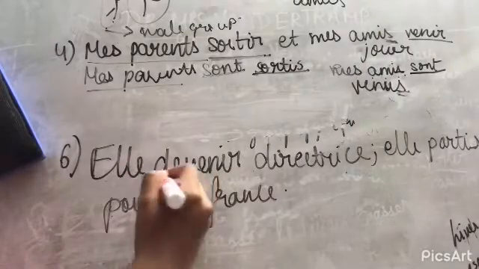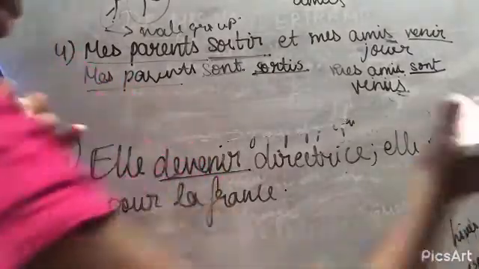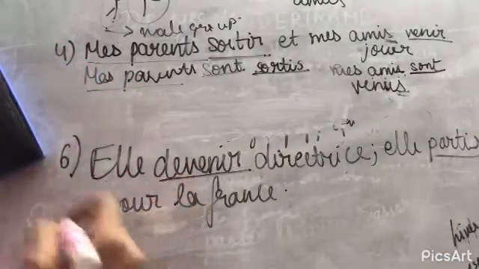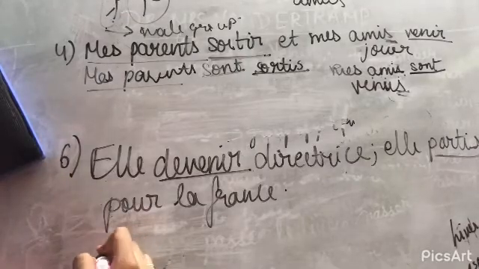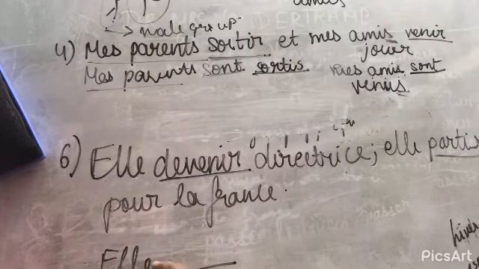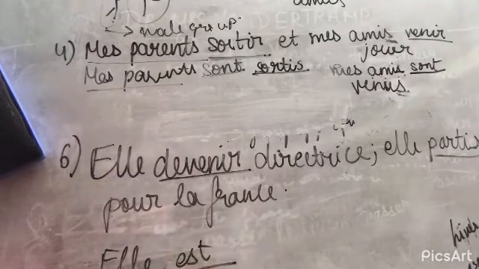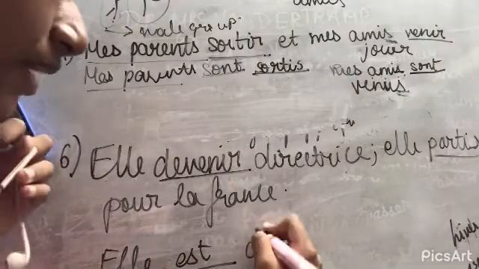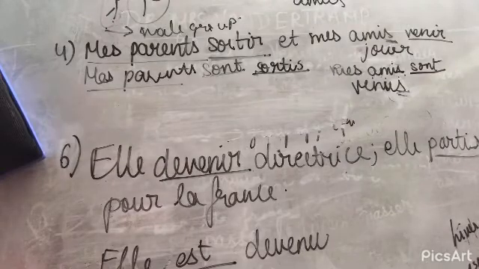Now elle devenir is the verb, elle partir pour la France. Okay, so now elle devenir, devenir again comes in the list, so we're going to use être. So elle, and I'm going to put the present tense of être over here. It would be A. Now elle is female. First let's write the past participle of devenir. It is devenu. Check in the list, all this information is given in the list.